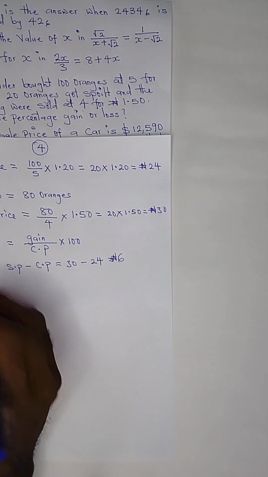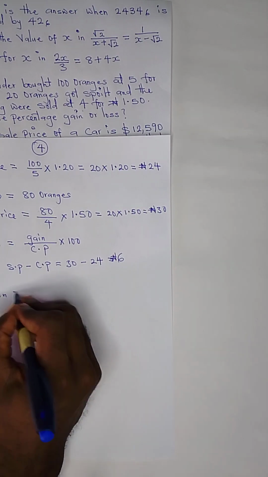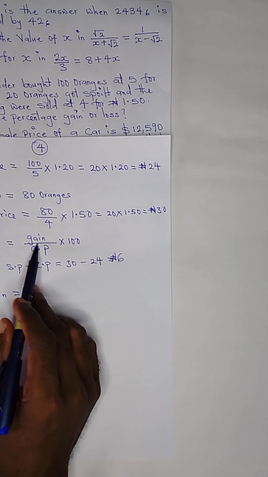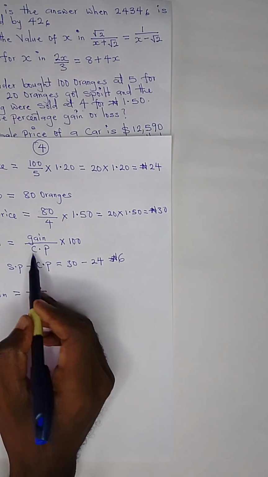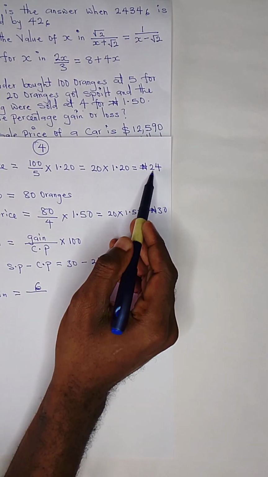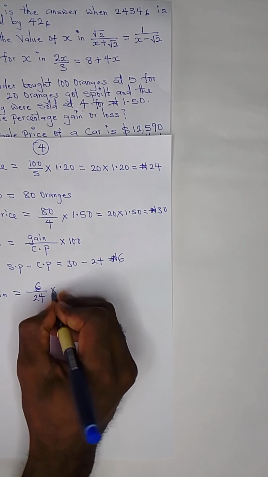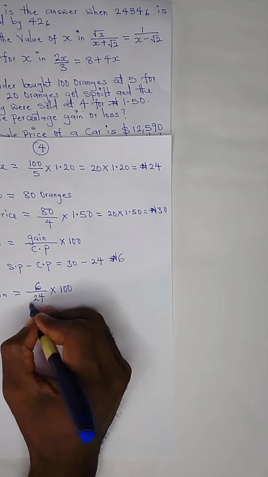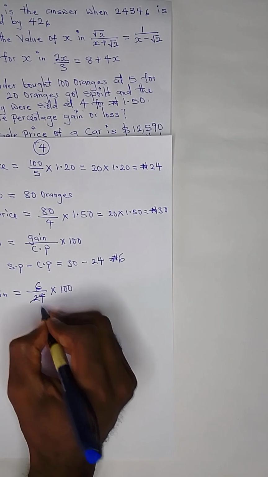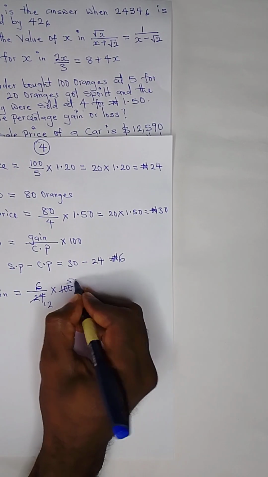So we can now calculate the percentage gain by saying that percentage gain is equal to gain, which is 6, all over cost price. Cost price is what? 24. So that will be 6 all over 24 times 100. So now I can say 2 cancels this 24 12 times. 2 cancels this 100 50 times.